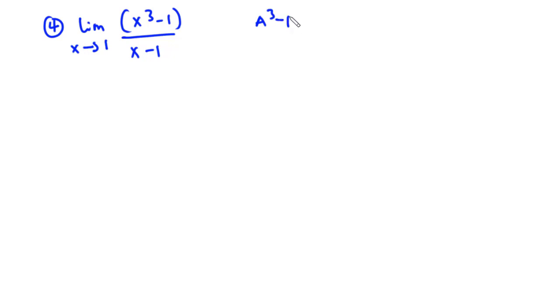So for example 4, we are going to find the limit of the function x cubed minus 1 over x minus 1 as x approaches 1. Now what we are going to do is we are going to expand the numerator. We are going to do that using the formula a cubed minus b cubed equals a minus b in a bracket multiplying a squared plus ab plus b squared.